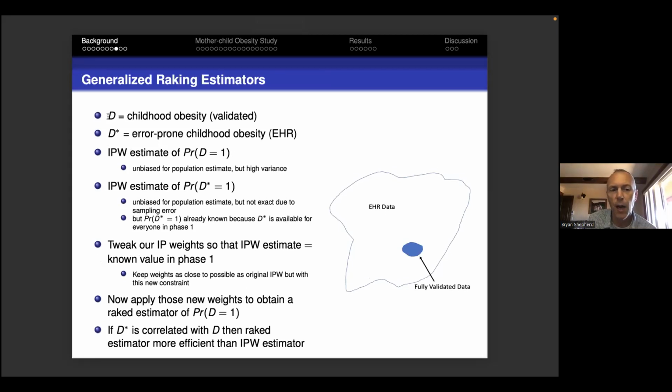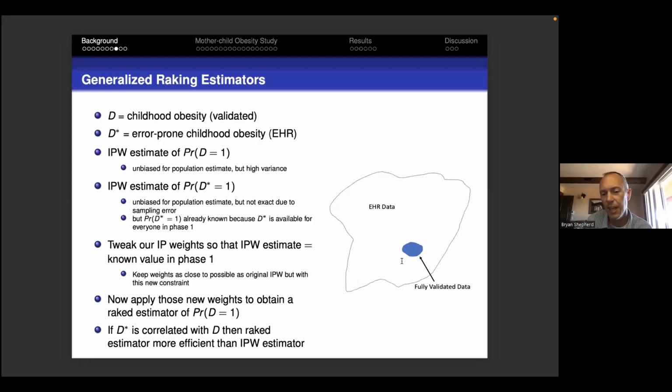So let's suppose we're interested in estimating the prevalence of childhood obesity, which I'm labeling with D. So D is 1 if a child has obesity, 0 otherwise. And D is really only known in the subset that are validated, in this small subset. What we do know is D star, an error-prone measure of childhood obesity for everybody in the electronic health record. So you could imagine, let's estimate the prevalence in the entire population, defined by those in the electronic health record, using an inverse probability weighted estimator based on the fully validated data set.